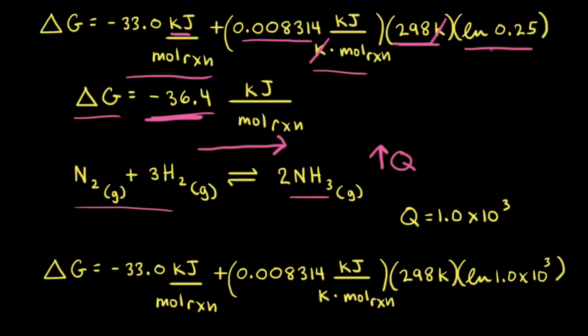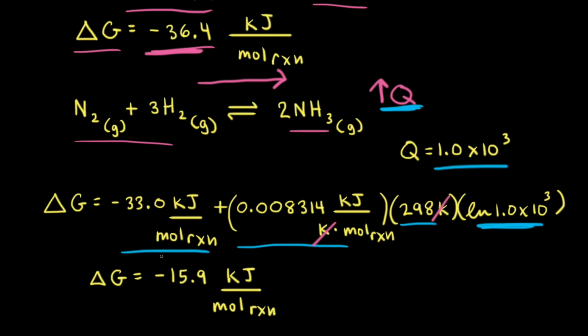So we started with a relatively small value for Q of 0.25, and we know that Q is going to increase. Let's just jump ahead to a point, and let's say that Q is equal to 1.0 times 10 to the third. And let's plug that into our equation and see what happens to delta G. So delta G naught stays the same at negative 33.0 kilojoules per mole of reaction. The ideal gas constant's the same, the temperature is the same, so all we've done is increase Q. Once again, Kelvin cancels out, and we find that delta G, the instantaneous difference in free energy, is equal to negative 15.9 kilojoules per mole of reaction at this moment in time.